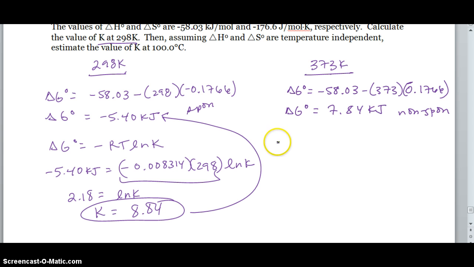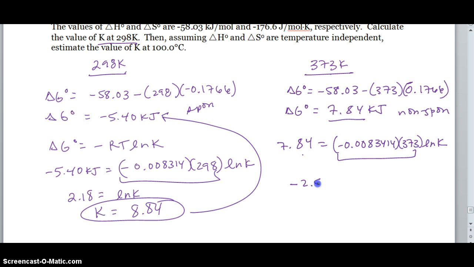So now when we go to solve for our K, what would we expect to be true? Is it going to be a K that's as big as this? Because that's saying that products are favored. But this is saying non-spontaneous, so hopefully it makes sense that we would expect the K to be a smaller number. So negative 7.84 equals negative 0.008314 times 373 times ln K. All this is going to be brought to the other side. We end up with negative 2.53 equals ln K.